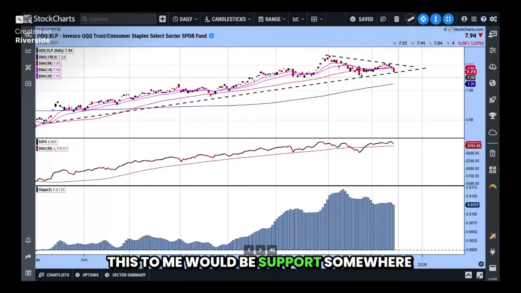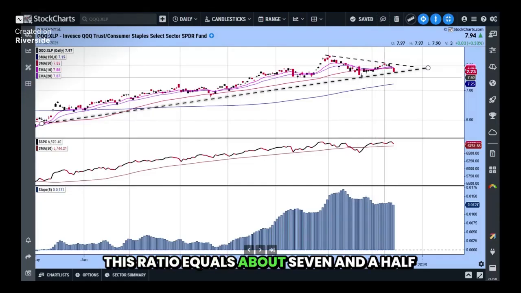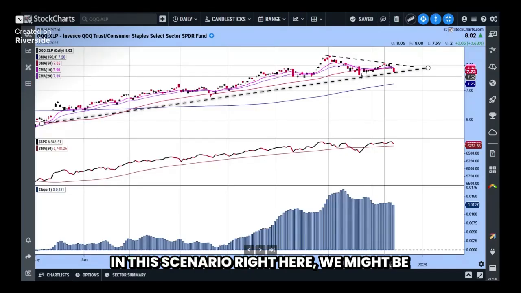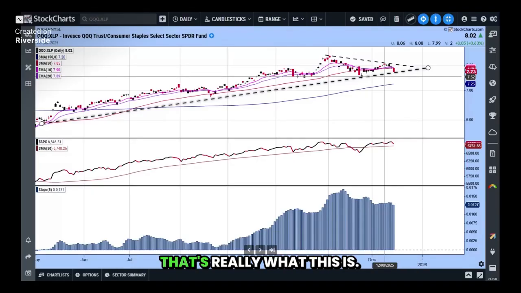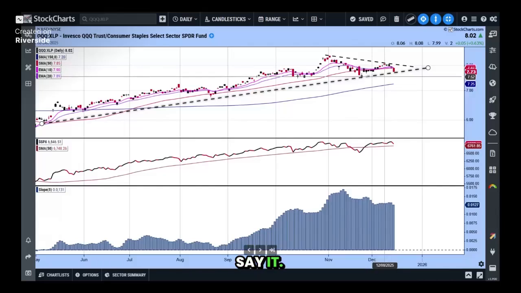This, to me, would be support, somewhere around where this ratio equals about 7.5. When it gets around that level, in this scenario right here, we might be breaking the recent low. And that would tell you that the QQQ is definitely getting weaker and potentially XLP might be getting stronger. And that's really what this is. It's a rotation from risk on to risk off, or offense to defense, however you want to say it. And that's what's happening here.